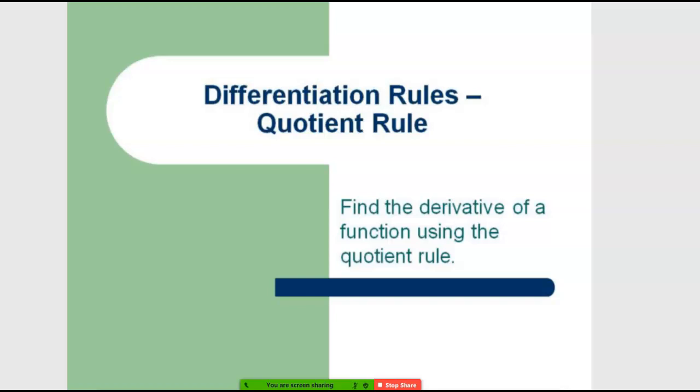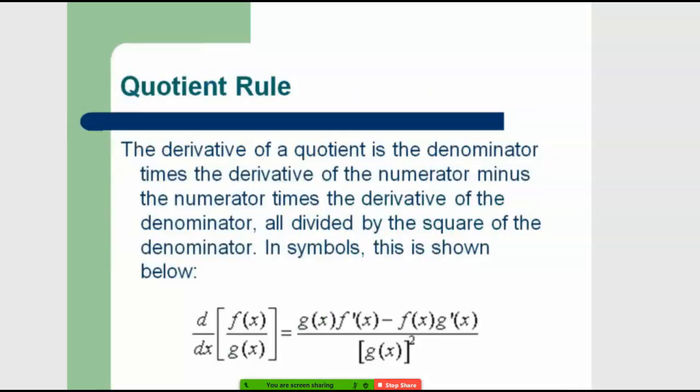So there is a funny little saying that we're going to learn today, and hopefully it is something that will stick with you, and you'll be saying it in your head every time you use the quotient rule for the remainder of the year. So, the quotient rule says that the derivative of a quotient is the denominator times the derivative of the denominator, all divided by the square of the denominator.